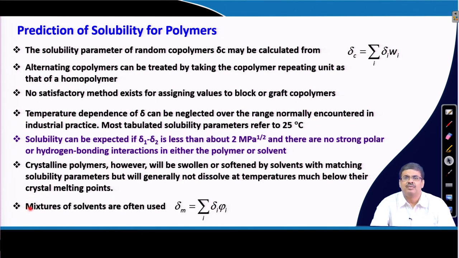Sometimes we can match the solubility parameter value of the solvent by combining more than one solvent, and we can find the solubility parameter of a mixture of solvents by simply multiplying the solubility parameter value of each solvent by its volume fraction and then summing up, as shown here.